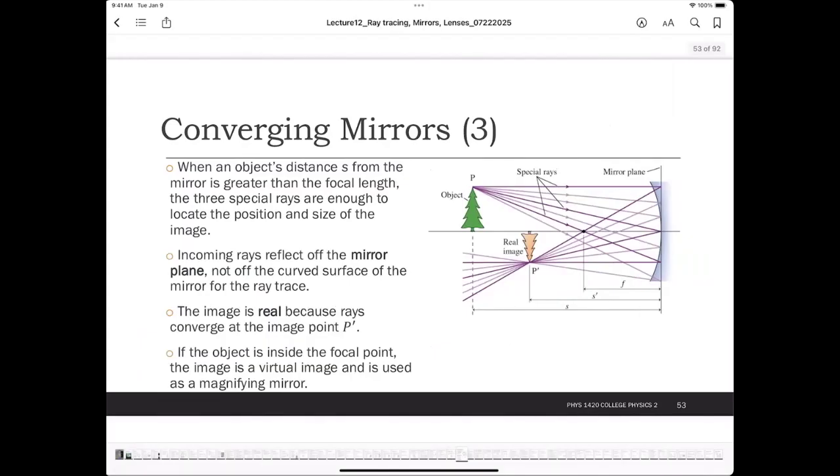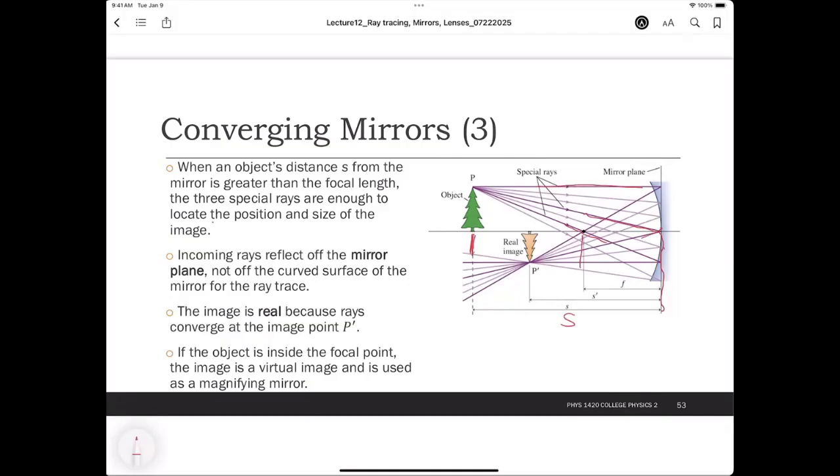When an object's distance s from the mirror is greater than the focal length, this is the distance from the object to the mirror, s, and this is the focal length. If this distance is greater than the focal length, the three special rays are enough to locate the position and the size of the image.